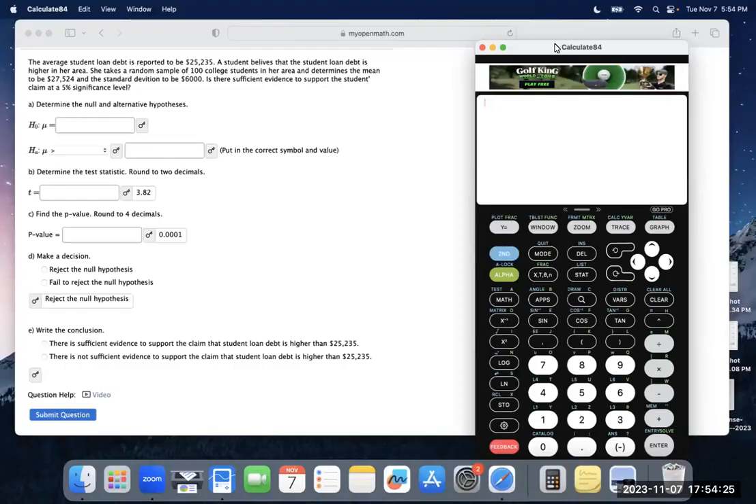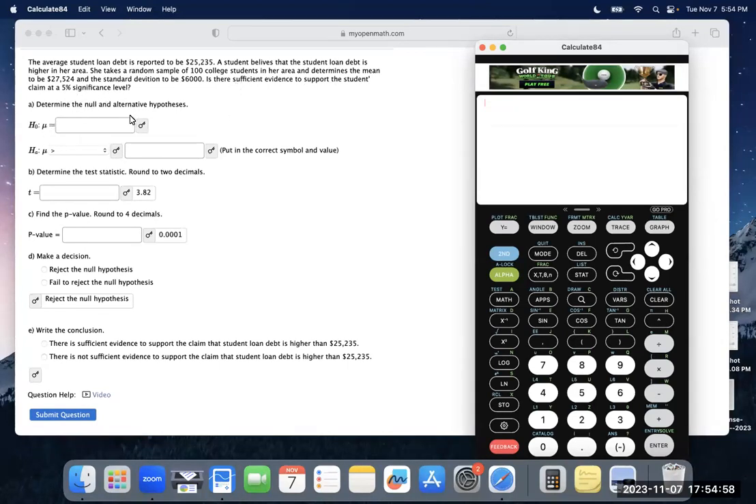Right. I'm doing this video to show you how to do this using the complete calculator cheat method. The average student loan debt is reported to be $25,235. A student believes that the loan debt is higher in her area. She takes a random sample of 100 students, and the mean happens to be 27,524, and a standard deviation 6,000. Is there sufficient evidence to support the student's claim at the 5% level of significance?